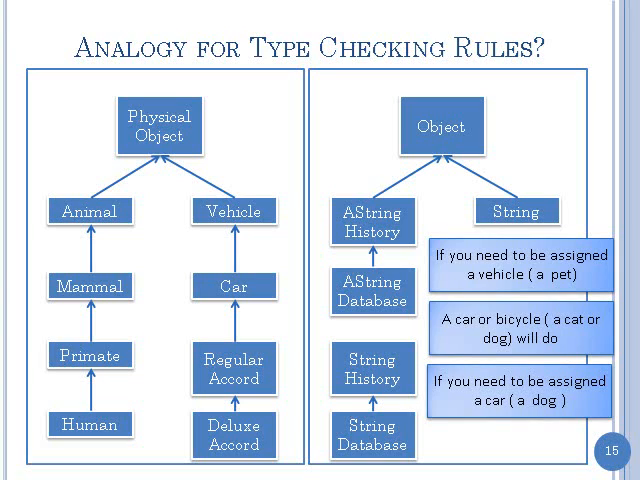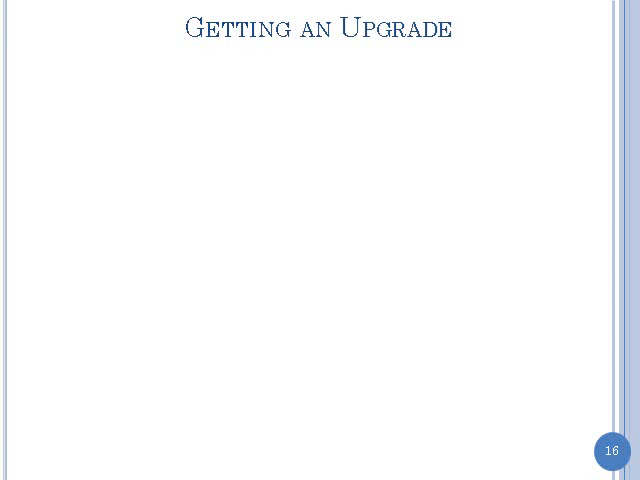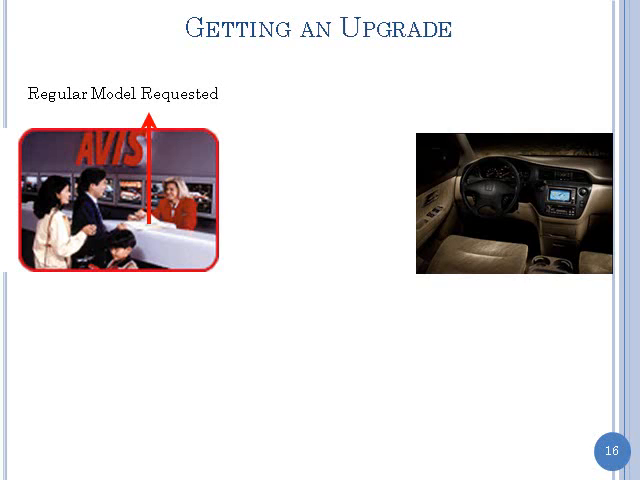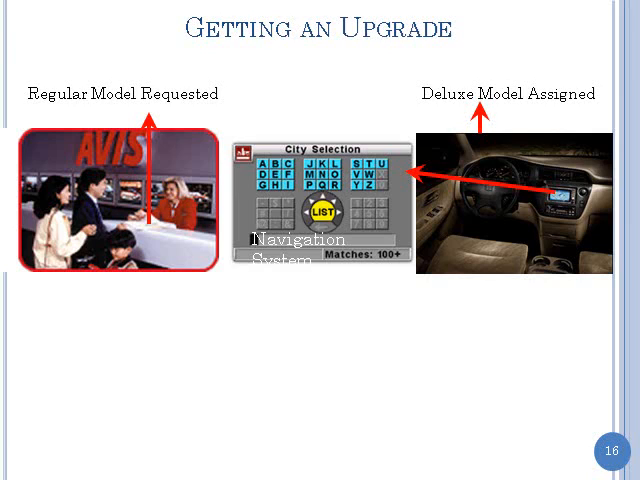If you need to be assigned a car, or a dog, then a bicycle or a cat will not do. Right? So one is not a special case of the other in the second set of examples. Okay? And just to drive the point even more home, you requested a regular model. You're not going to pay too much money. And they're out of regular models, but what they can do is assign to you a deluxe model with GPS.